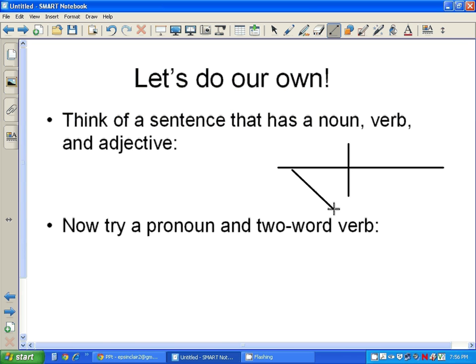Okay, hopefully you paused the video. If not, then we're back. And I'll just give you some examples. The cat jumped. That dolphin swims. Okay, those are just basic examples here.